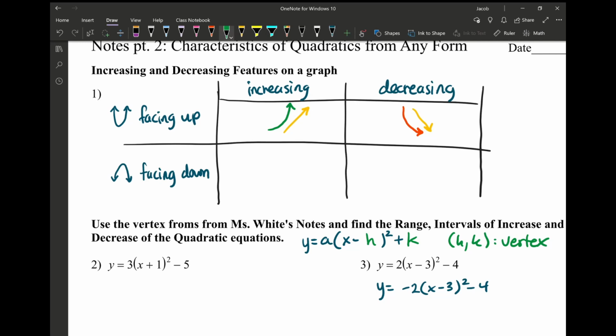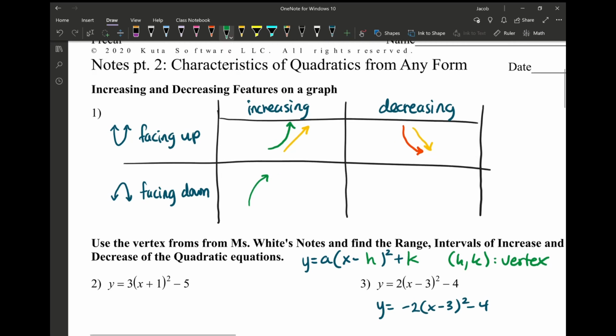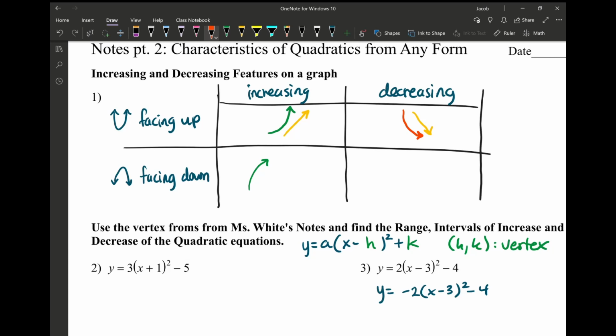And when a parabola is facing down, an increasing part of the graph is the left side. So it's coming from negative infinity and going up to the maximum. So if it's facing down and decreasing, it's starting from the maximum and decreasing to negative infinity. So increasing would be up and to the right again, and decreasing is down and to the right. We just have a different curve, a different concavity, concave up or concave down, facing up or facing down.